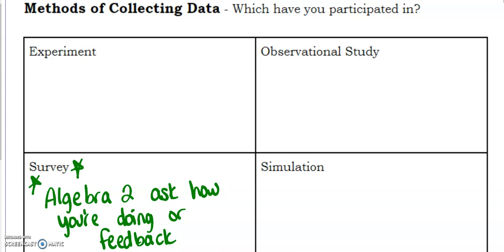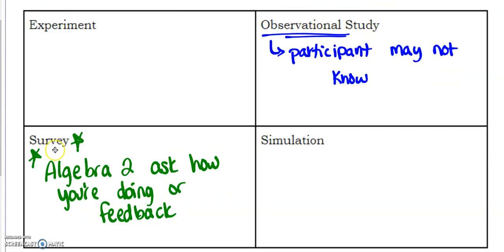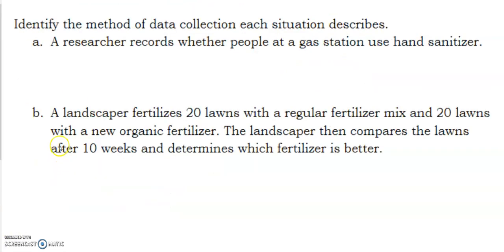You probably wouldn't know if you were part of an observational study. The participant may not know. So you could have been part of an observational study, but you don't know. I think if you were part of an experiment, you would know, and that's very specific. And same thing with a simulation. But I can tell you for sure, of these data collection methods, the one you will probably encounter the most in your life, just naturally, is a survey.